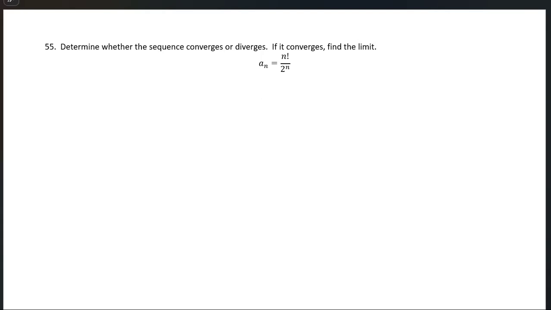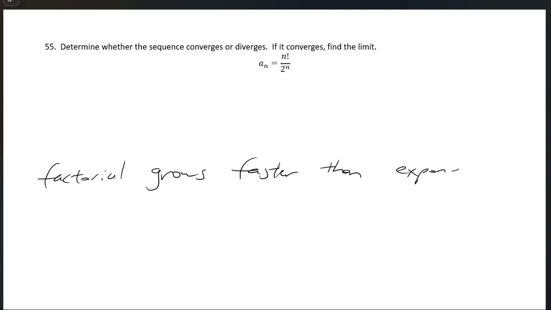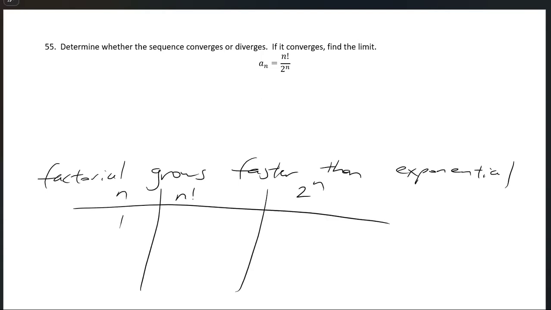So this is an important concept to know, actually. The factorial, let me write it, factorial grows faster than the exponential. Okay, let's see some values of n. So when n equals 1, let's compare n factorial and 2 to the n. So let's make a table. When n is 1, factorial is 1, 2 to the n is 2.